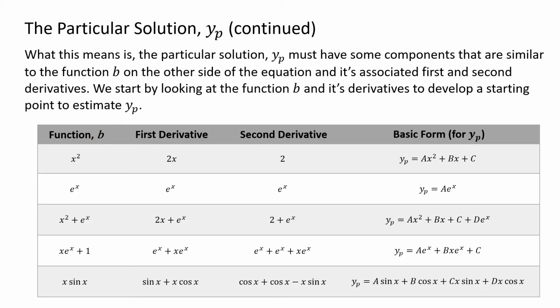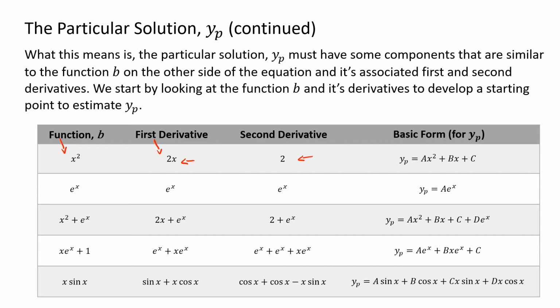So looking at each of these examples, if on the right-hand side of your equation you have x squared, you take the first derivative, it's 2x. Then you look at your second derivative and it's 2. So you have three separate functions here. You have one that's just a constant, which is 2. You have one that's a function of just x, and you have one that's a function of x squared.